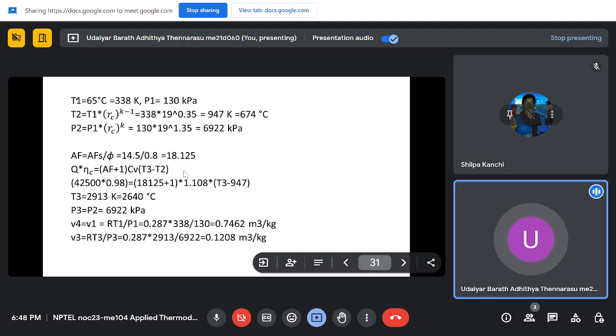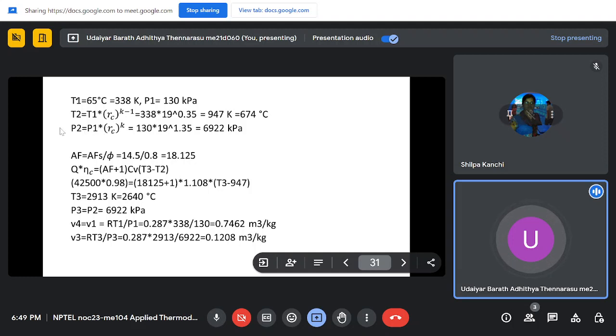So in terms of temperature and volume, the relation is T2 equals T1 times RC, that is V2 by V1 raised to power K minus 1. Sorry, V1 by V2 raised to power K minus 1. So using this, we substitute the compression ratio, and we know temperature at state point 1, so we can find out temperature at 2. It will come out to be 947 Kelvin. And K value we are assuming 1.35 for air.